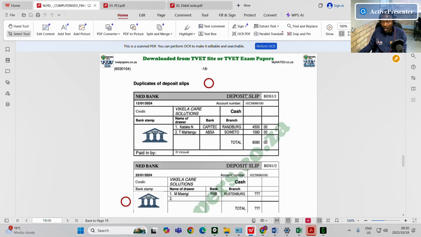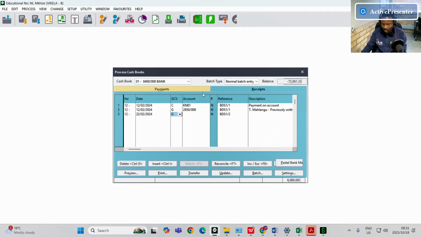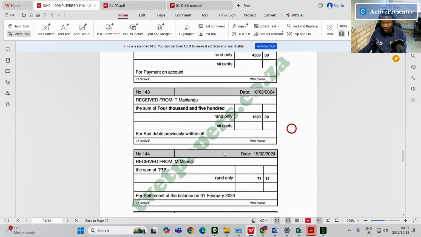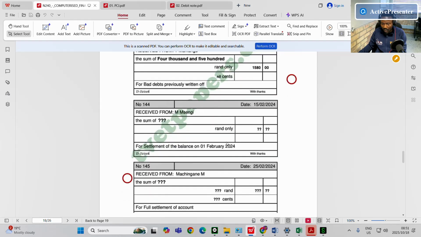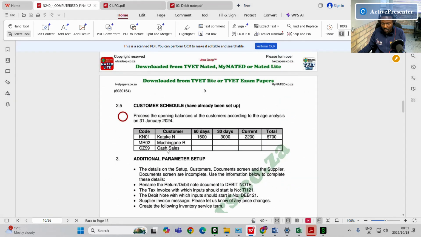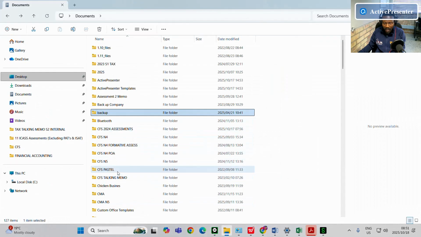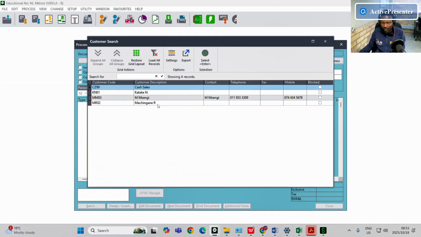This one had 2 amounts. Now I'm on to the second one, where there's only 1 receipt. The deposit slip is on the 22nd, so let me just put 22. Let me check on the receipt. What is it for? Here it says settlement of balance on 1 February 2024. Let us just check. The first thing we need to check is, does this customer owe us any money from the take-on balances? It's not even there. So I believe it's part of the invoices that I've already done.